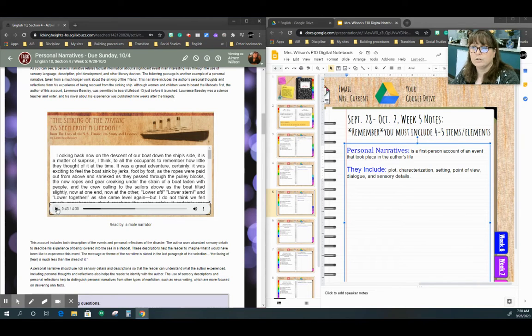So the aft and stern, those are sea terms, like ship terms. That's front and back, basically. So they're saying lower the boats, lower this, lower that. Try not to teeter the people.